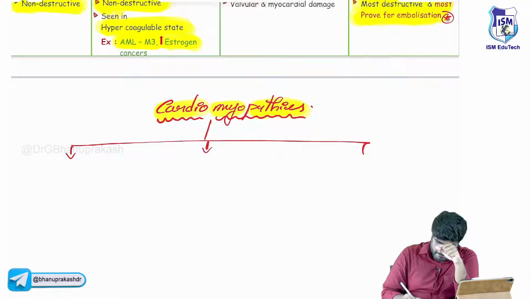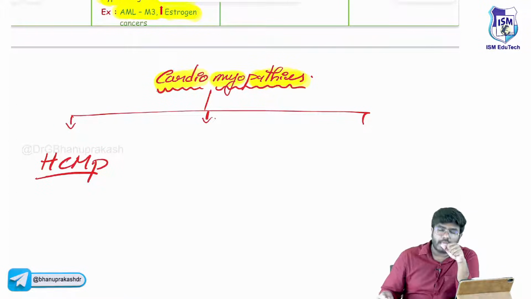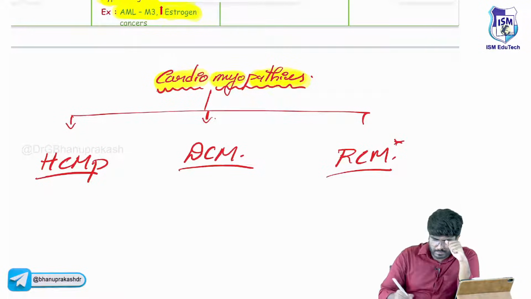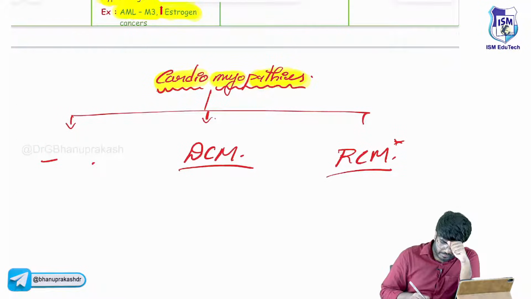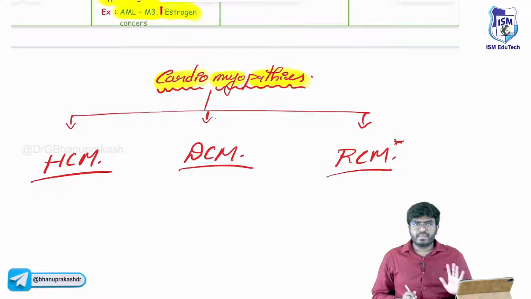What are they? One is hypertrophic cardiomyopathy, HCM. Next, dilated cardiomyopathy, DCM. Next, restrictive cardiomyopathy, RCM. There are 3 types of cardiomyopathies: hypertrophic, dilated, and restrictive. What do you need to know for your exam? Let's keep it as simple as possible.